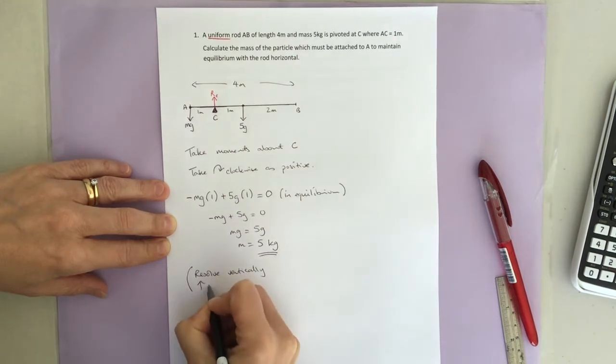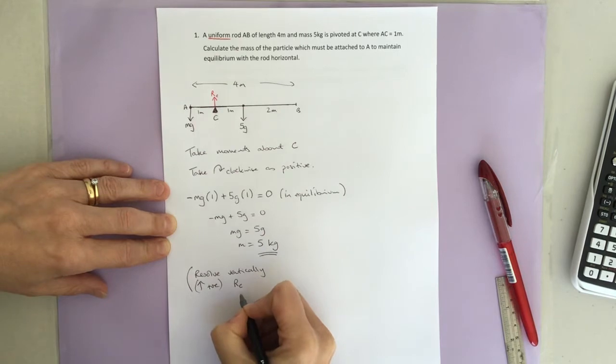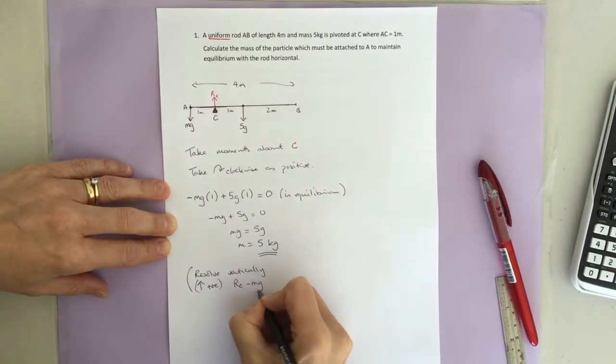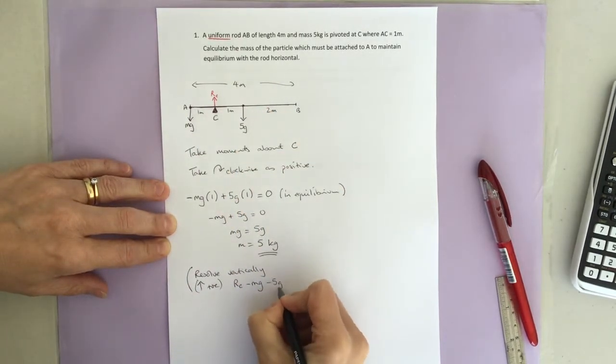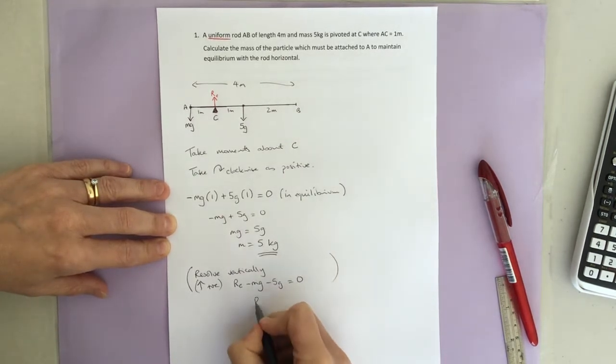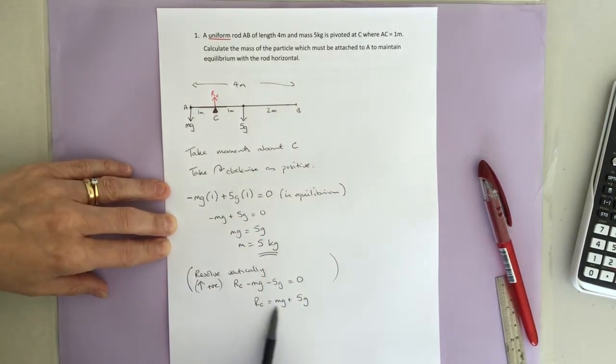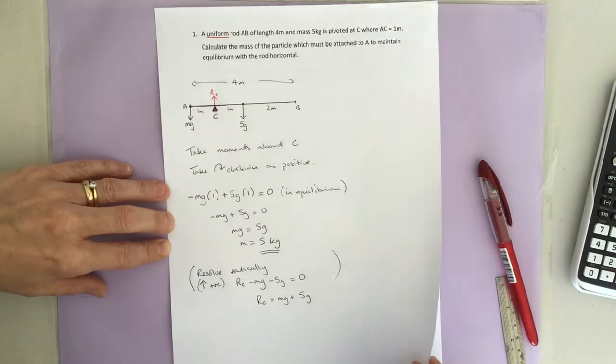If I resolve vertically, and take up as positive, then upwards, that reaction force is happening. Downwards then, so minus mg, and downwards minus 5g. And again, that must be 0 because my resultant force must be 0. So the reaction force there must be equal to mg plus 5g. And you could have just written this down straight away, but this is about our resultant force equals 0 part. And then if we needed to in the question, we could have a look at working out what the reaction was, etc. Okay, so that's example 1.